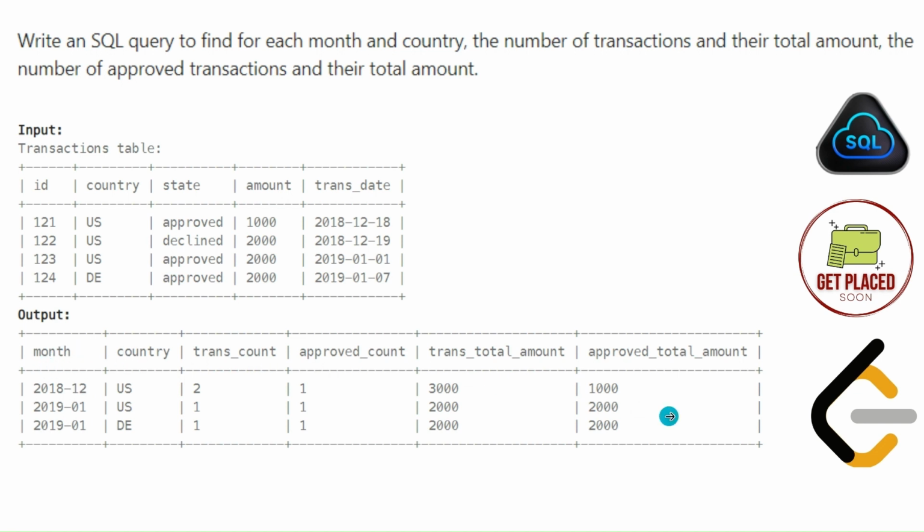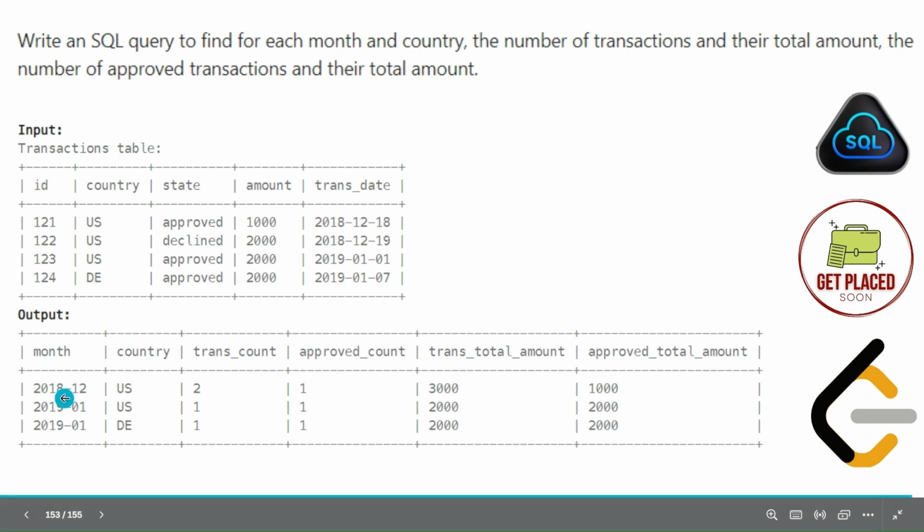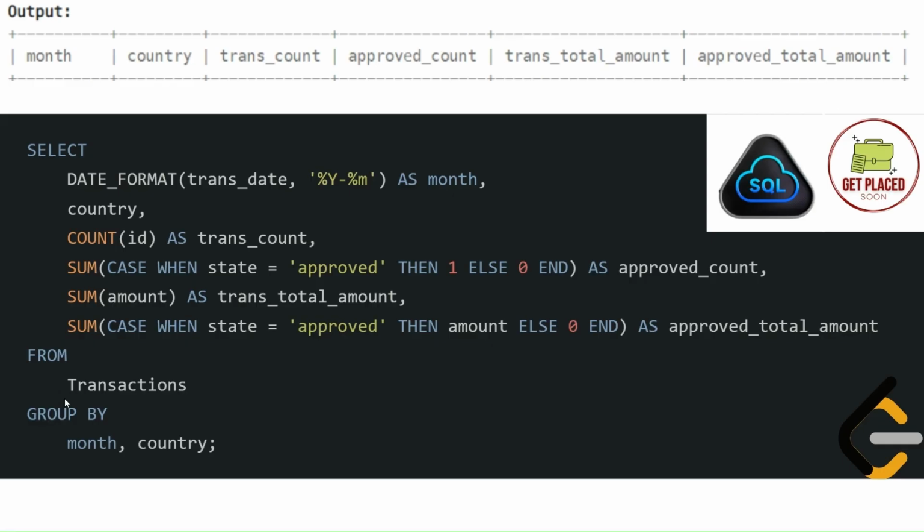Now let's see how to get all these columns, all these values through SQL code. As you can see here, all these columns should be present in the output. Now whatever columns we need in the output, we will mention in the select statement. So first, month, as you can see, and the country is given in the input itself. Then trans_count, approved_count, trans_total_amount, approved_total_amount.